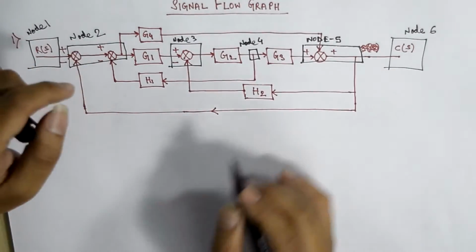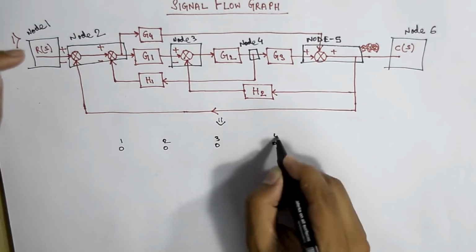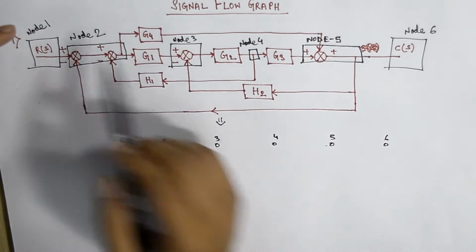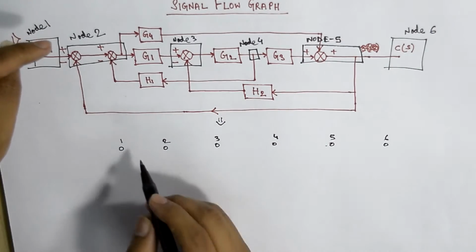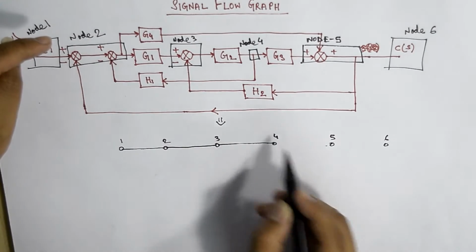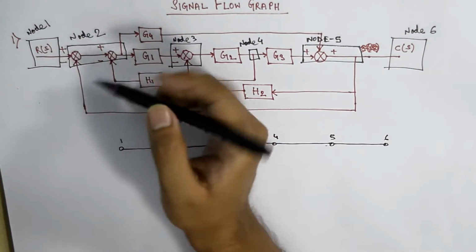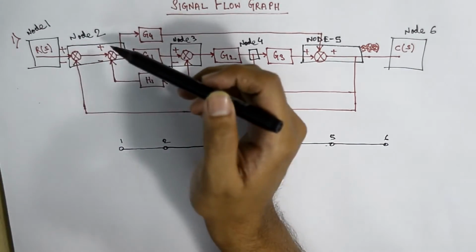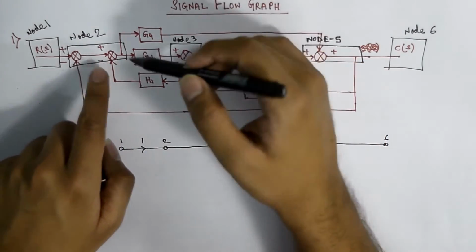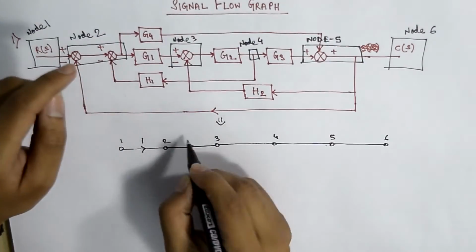Now let's draw the signal flow graph. At first, mark all the 6 nodes. Now there is one single branch from node 1 to node 6, so draw one single branch. As we can see, there is no block between node 1 and node 2. We will simply consider this branch as 1. From node 2 to node 3, we can see there is one G1 block. So we mark here G1.